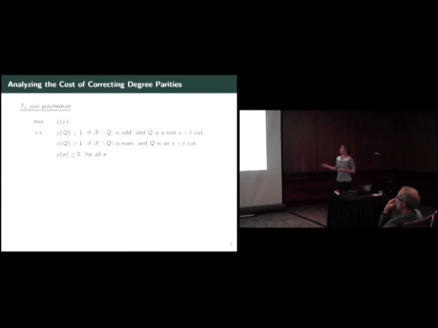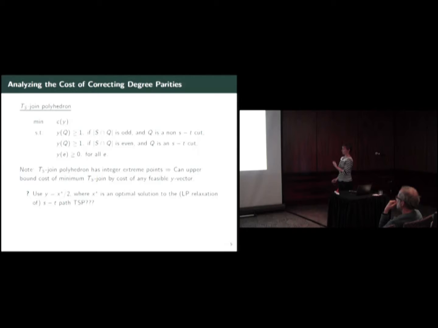Okay, so here's the T-join polyhedron again. The sum of the values across a cut Q should be at least 1 if the tree is odd across Q and Q is a non-ST cut, or if the tree is even across Q and Q is an ST cut. So it's well known that the T-join polyhedron has integer extreme points. So in order to upper bound the cost of correcting degree parities, it suffices to just find a feasible vector for this polyhedron. And in the case of the cycle TSP, we can just do this by taking half of the LP optimum for the TSP problem.